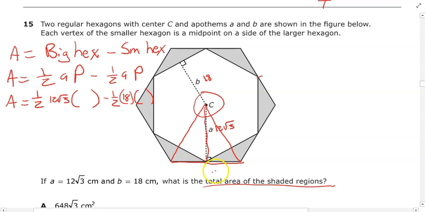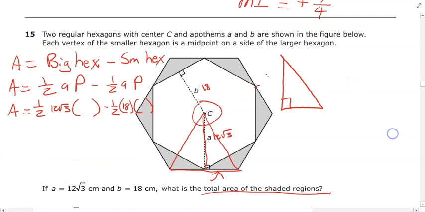So if I look at this right triangle right here, I know that the apothem is 12 root 3, so this side right here is 12 square root of 3. If I look at this being a hexagon, I know that I could draw 6 of these isosceles triangles. So if I take the 360 degrees around the center point and divide it by 6, I know that each one of these whole angles here is 60.